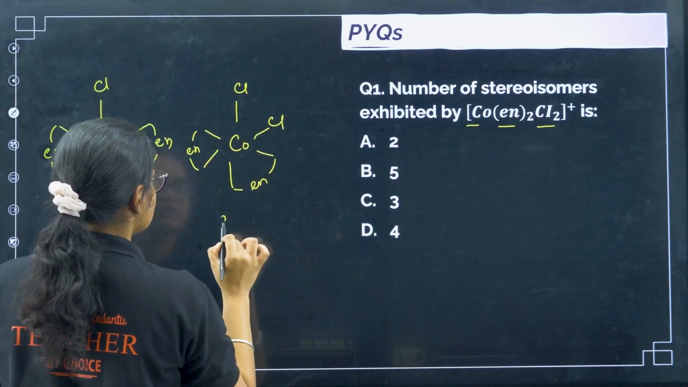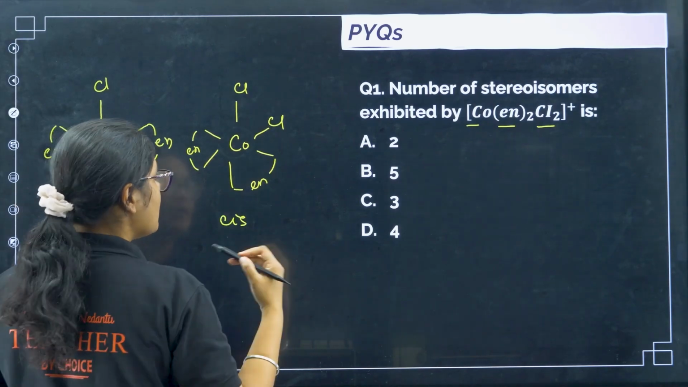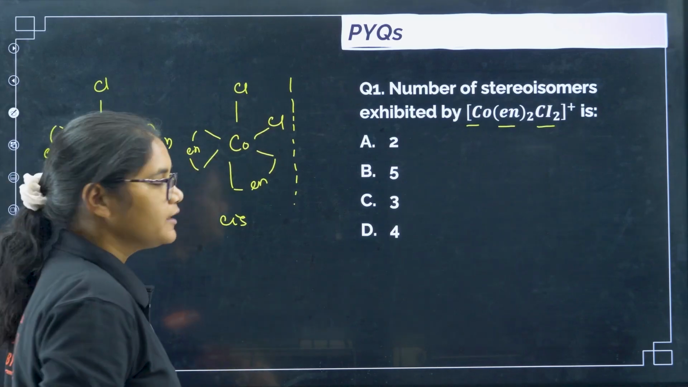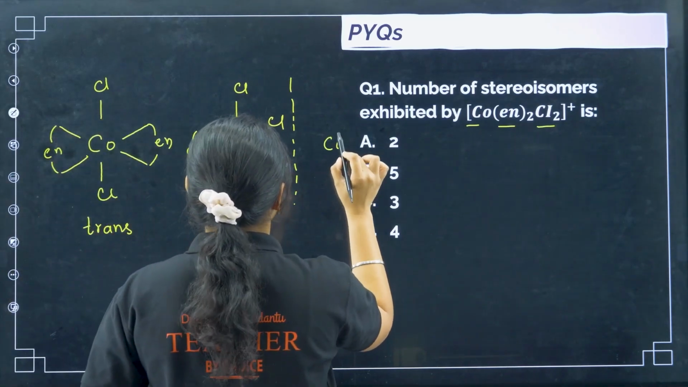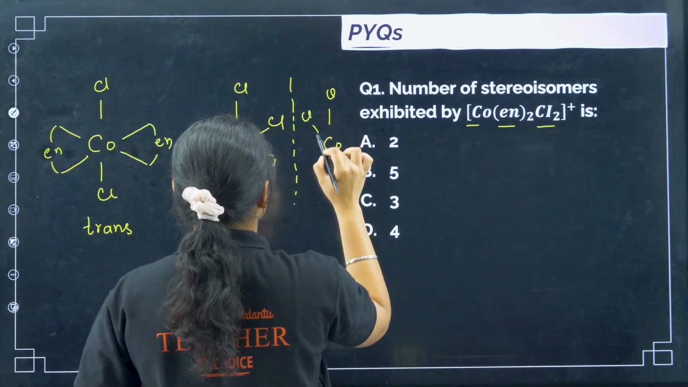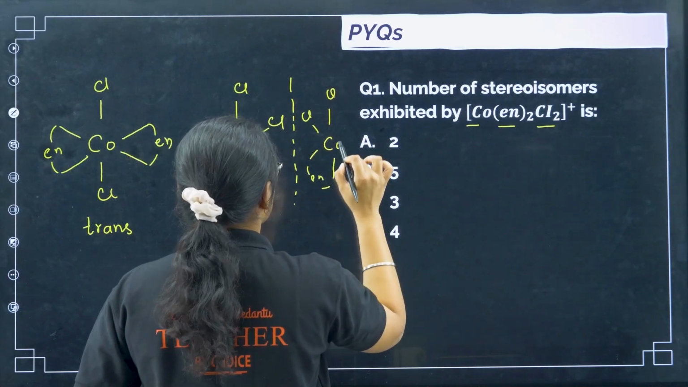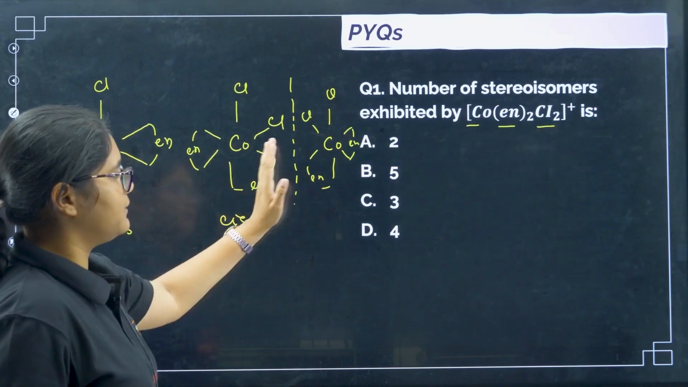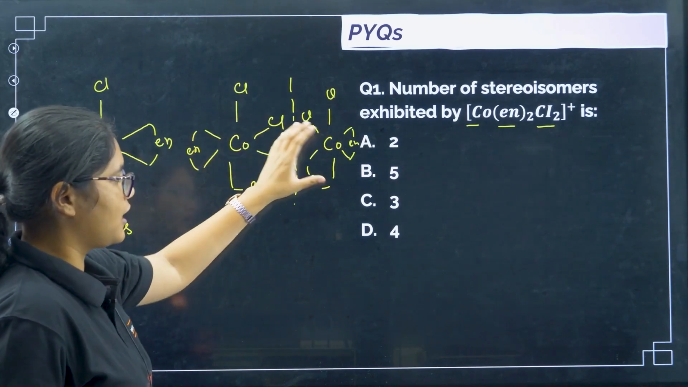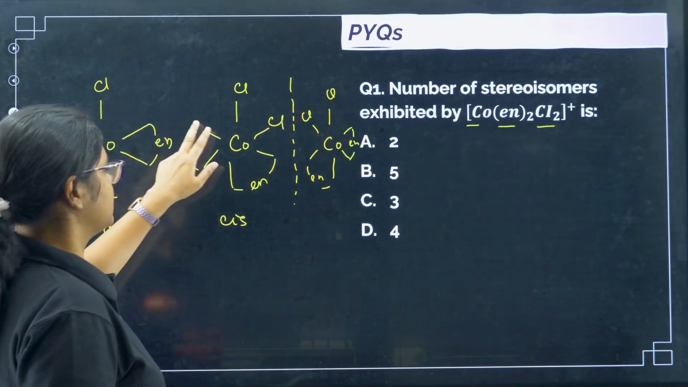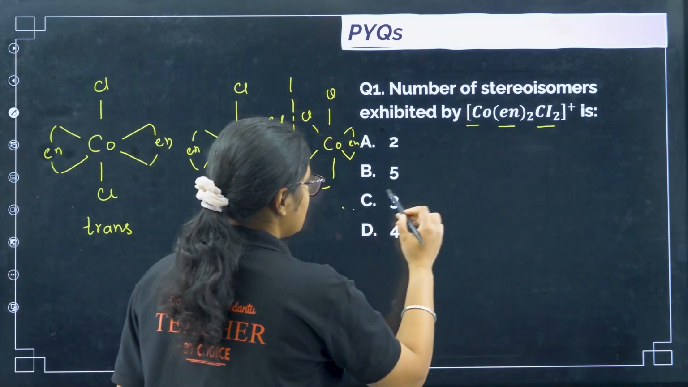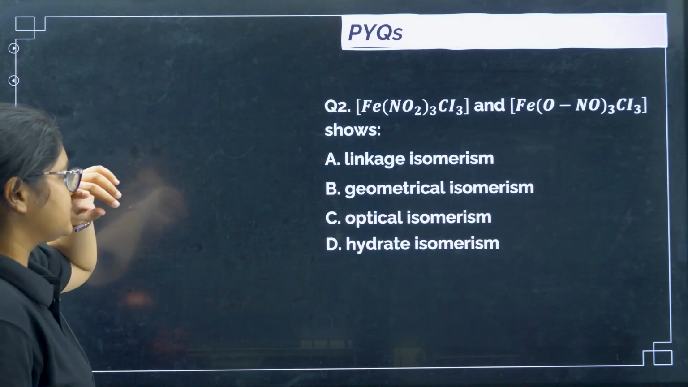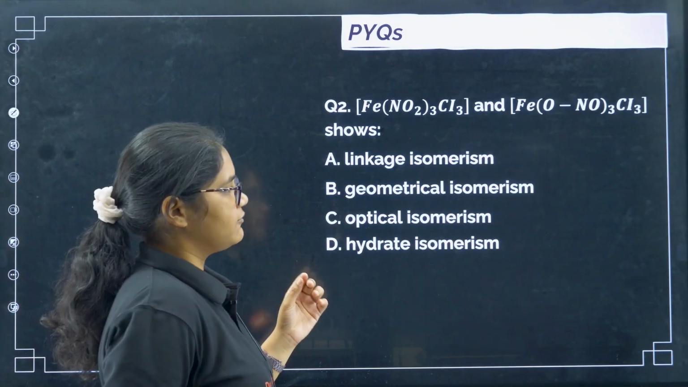Okay. So this is your cis form, right? Now what will happen if I draw its mirror image as well? If you draw the mirror image of this one, you will get CoCl. So this and this are your optical isomers, and these are geometrical isomers. So the total number of isomers I have here is 3. Stereoisomers is 3.